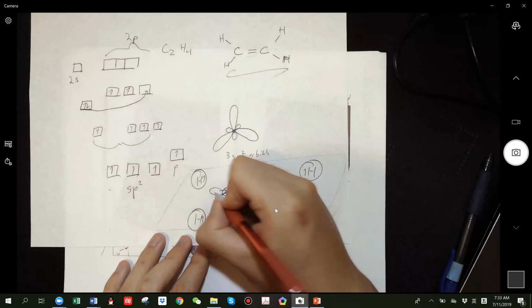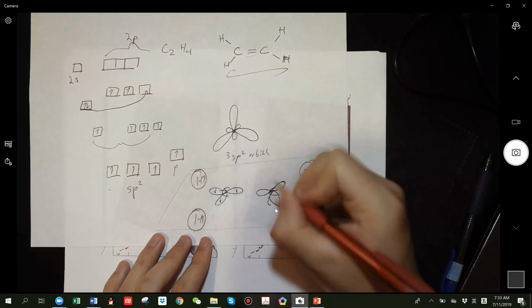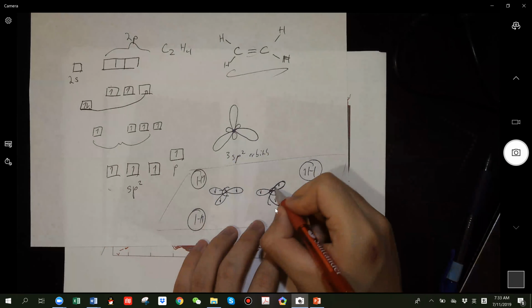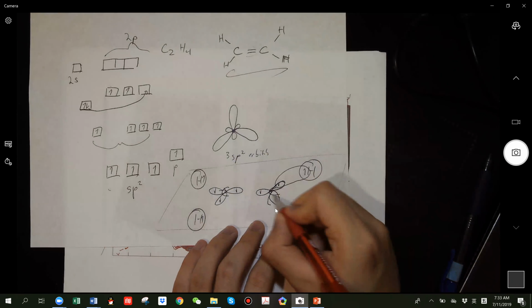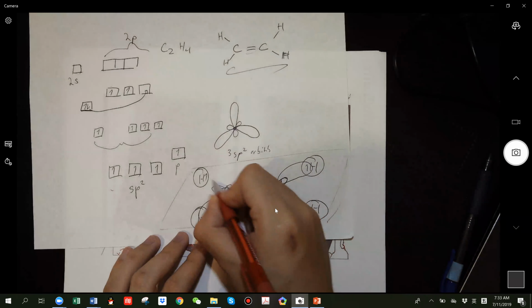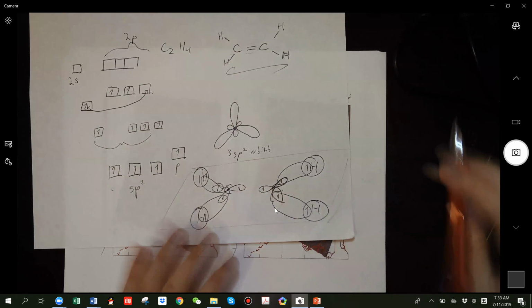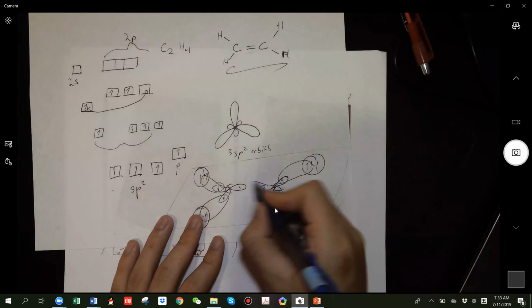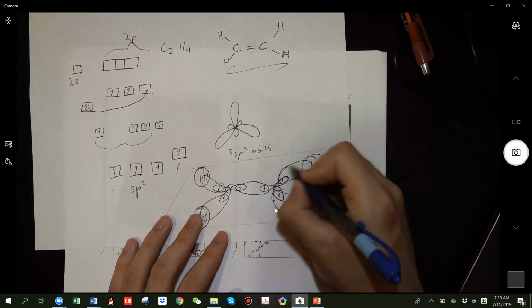And each of these also has one electron. So these 2 electrons will pair up to form a bond. Great. So now we have our bonds. Oh, I should probably do that in a different color. Great.